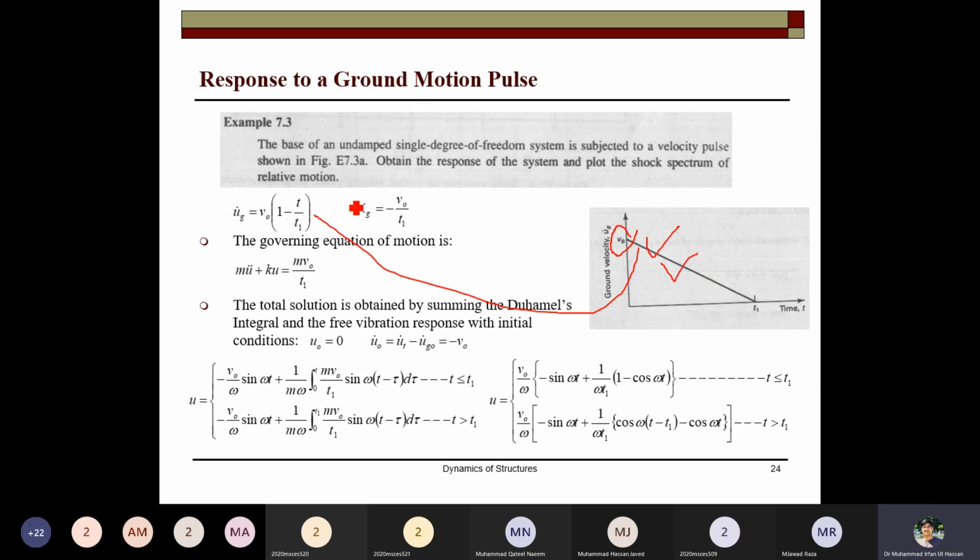What will be the acceleration? Acceleration is basically the minus V naught over t1. So generally the governing equation of the motion is this one. So the response of this system, it is subjected to the velocity.